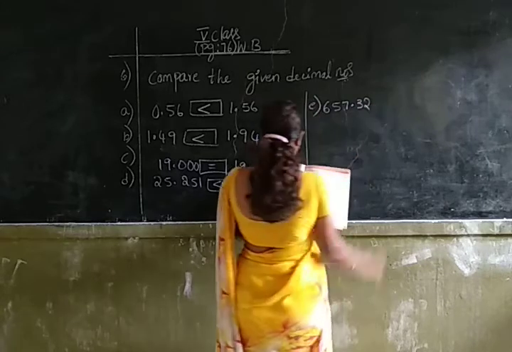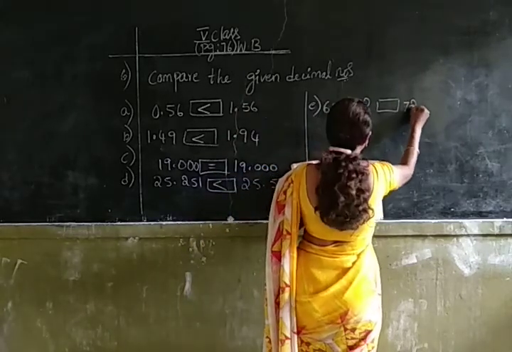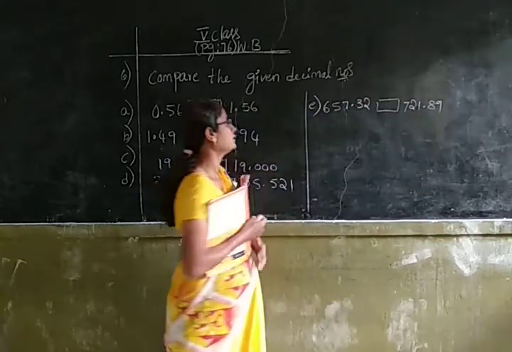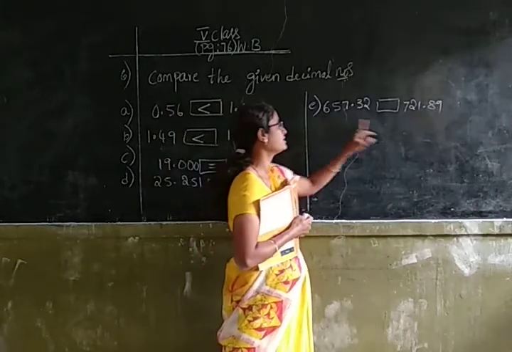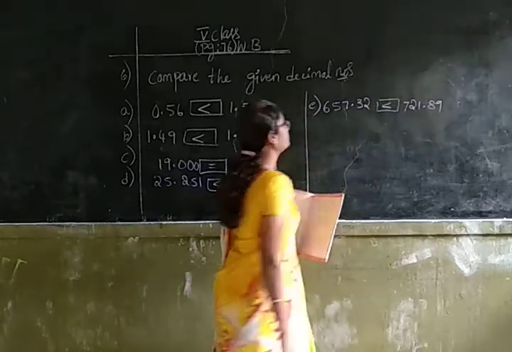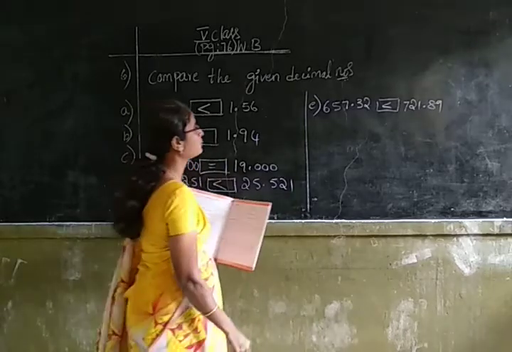Now let us do the E sum. 657.32 is less than 721.89. In hundreds place, this number is having 6 and this number is having 7. So 657.32 is less than 721.89.